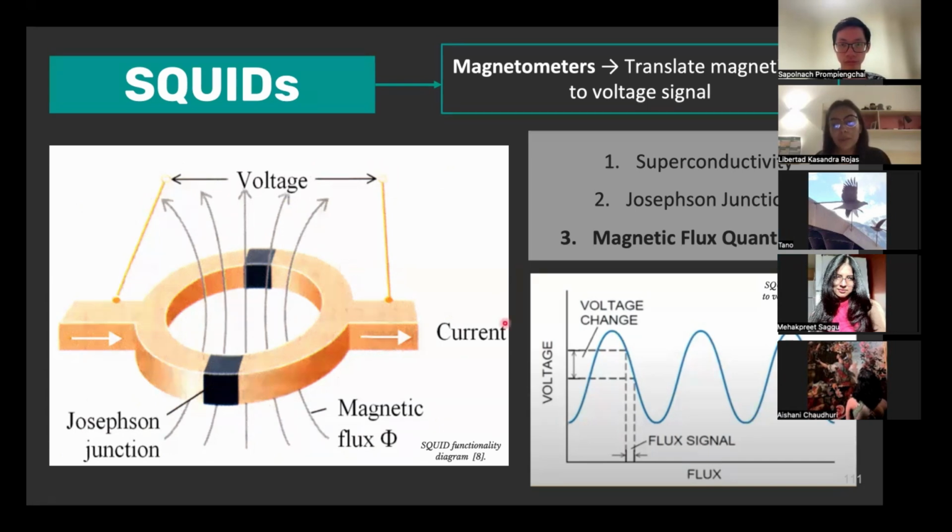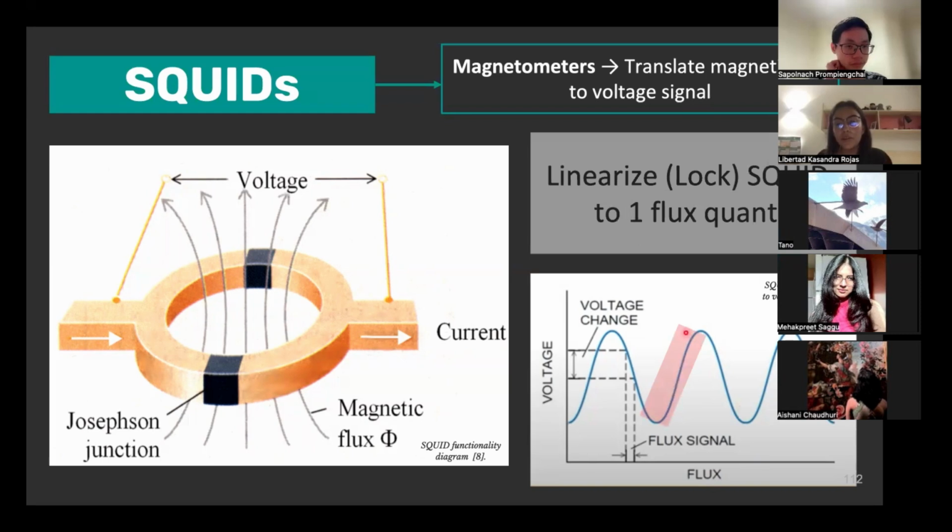Now I'm going to move on to a tiny little detail that we also have to be aware of when it comes to SQUIDs, and that's the fact that they have, as you can see here, a periodic relationship between voltage and flux. When I mean flux here, I mean magnetic flux, okay? And as you can see, for one value of voltage, we can have various different values of magnetic flux, and we do not want that, okay? We actually want a linear relationship, not this type of periodic relationship.